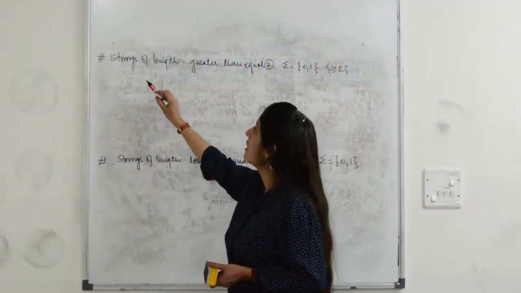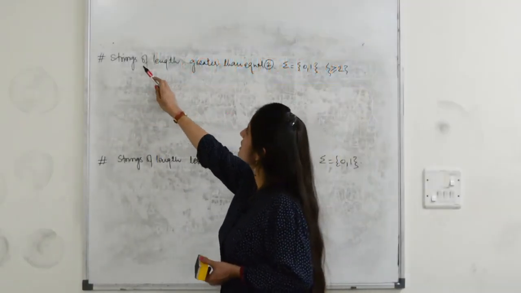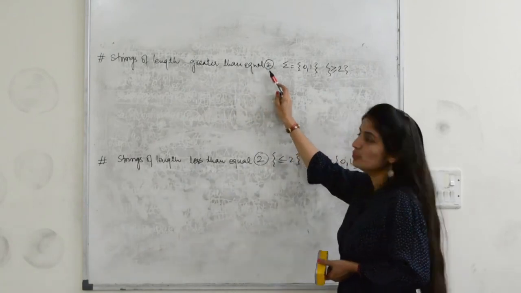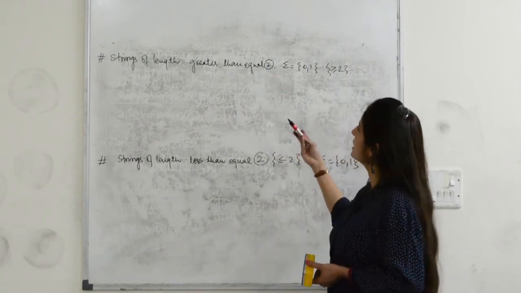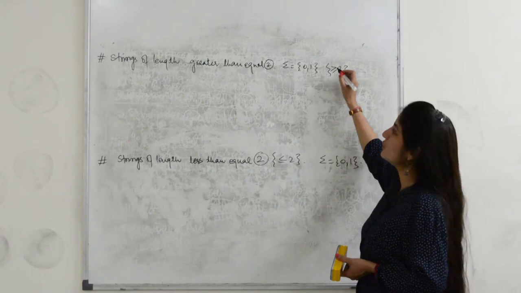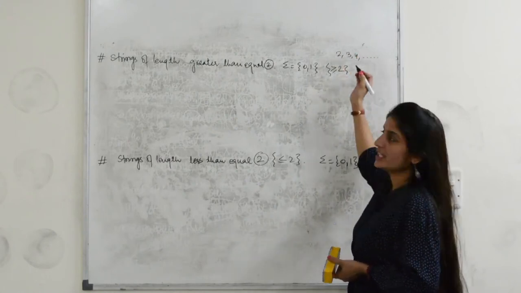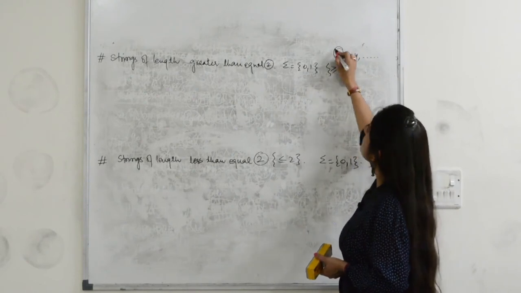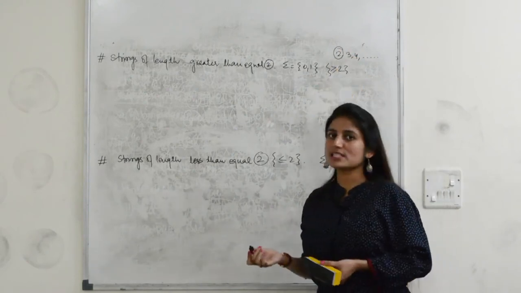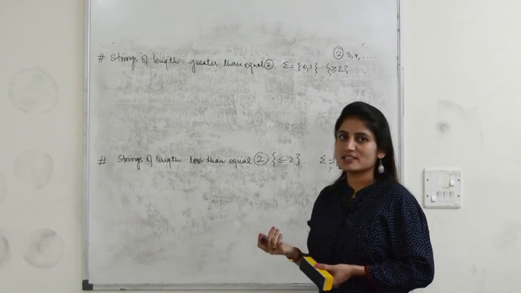So now we'll learn to make a DFA where strings of length greater than or equal to 2 should be accepted. So we can clearly find out strings of length greater than 2 means strings of length 2, 3, 4 up to any length. So it means the minimum length string is 2. So the number of states are going to be 2 plus 1, that is 3.